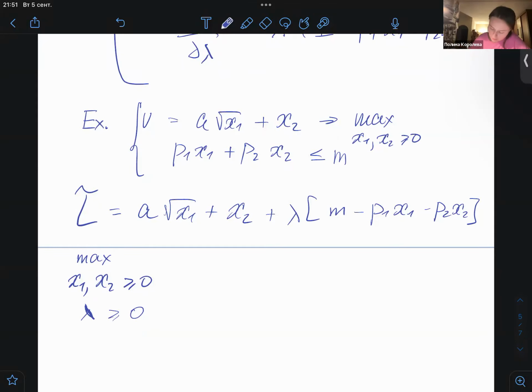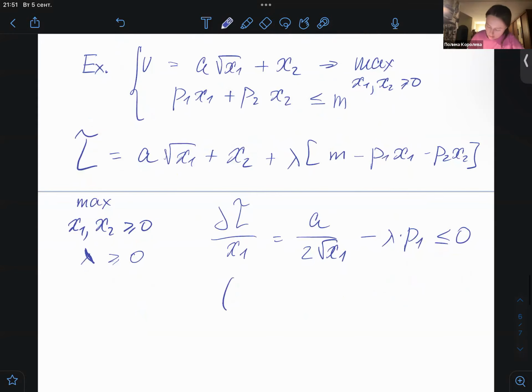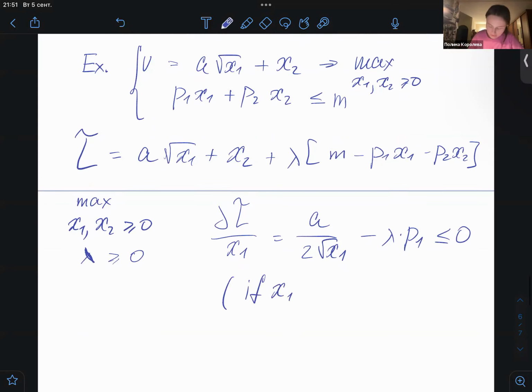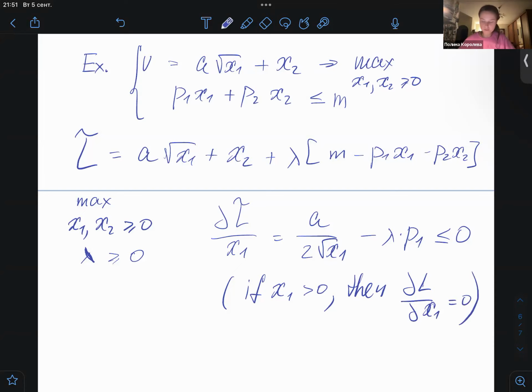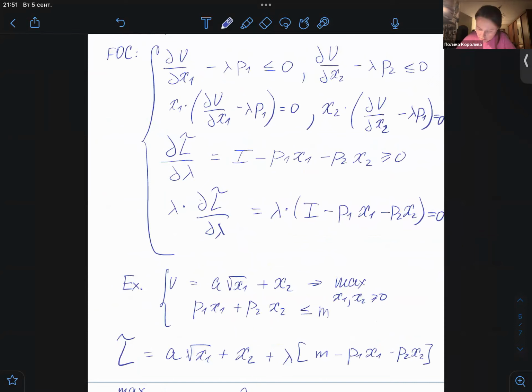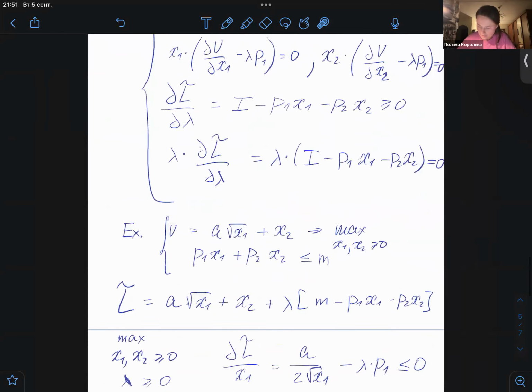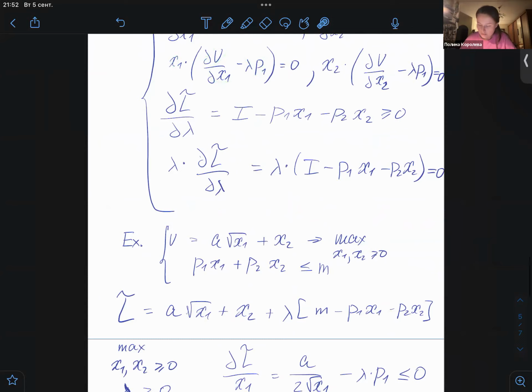And here our partial derivative by x1. Easy. A over 2 square root of x1 minus lambda p1. And this should be less or equal than 0. What do we understand? We understand that if x1 greater than 0, then our partial derivative is equal to 0. Where did we find it? From this condition. You see? So if x1 greater than 0, this bracket should be equal to 0. And if x1 equals 0, this can be less or equal than 0.